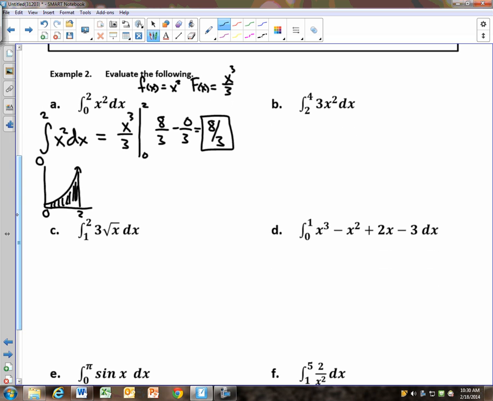Okay. So let's do another one. 3x squared bounded between 4 and 2. First of all, what is the antiderivative of 3x squared? 3x cubed over 3, or x cubed. Okay. That's all right. And we're going to evaluate that from 2 to 4. So, what is 4 to the third? 64. What's 2 to the third?